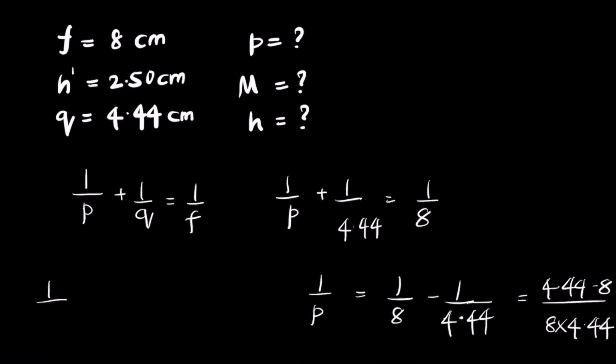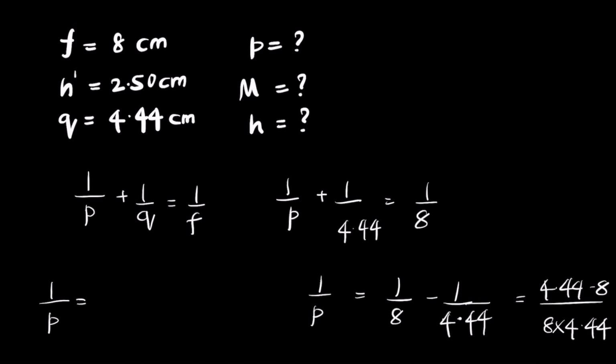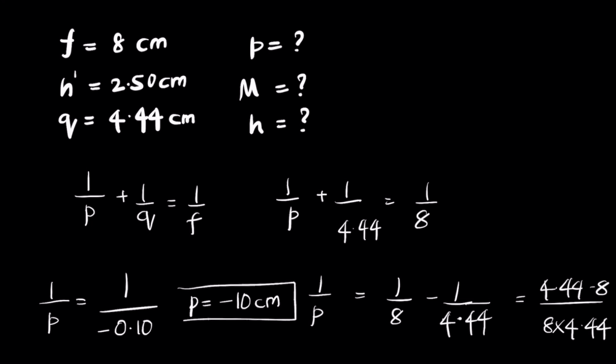So 1 by P becomes 1 by negative 0.10. So when you take the P value, it becomes negative 10 centimeters. So this is the value of P. So the first value is done. P value is gone.